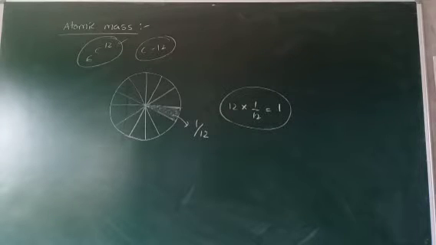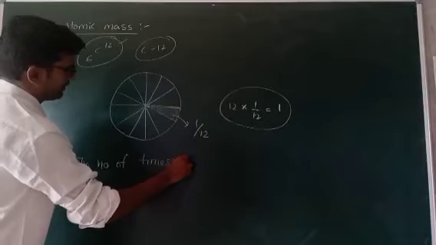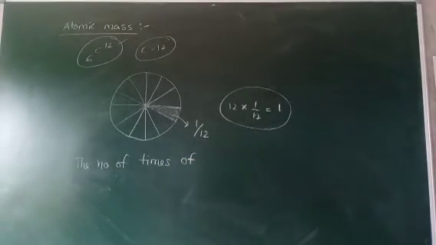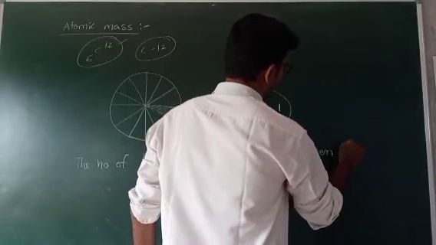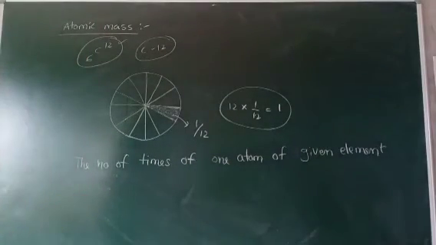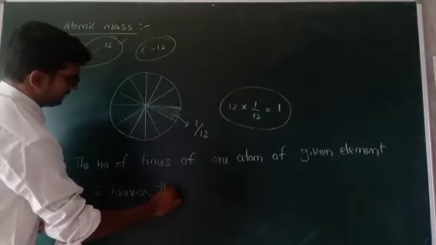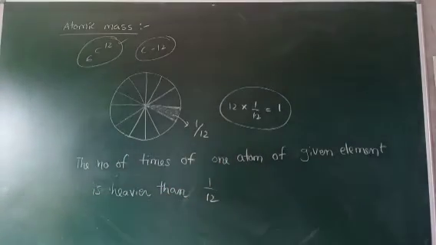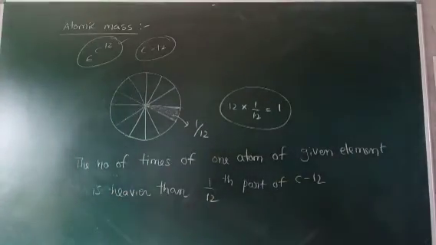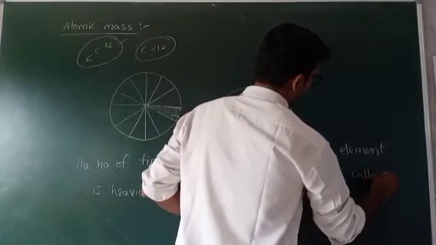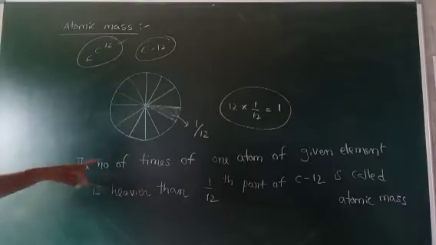So simply, the number of times one atom of the given element is heavier than 1 by 12th part of carbon 12 is called atomic mass. Okay?